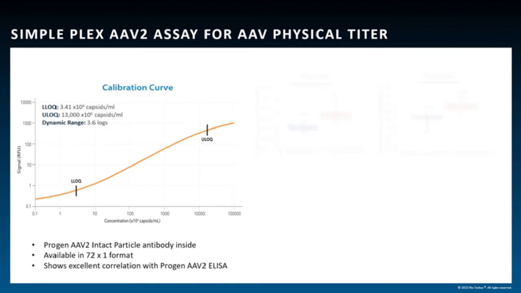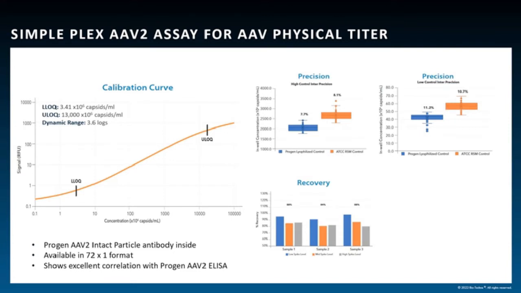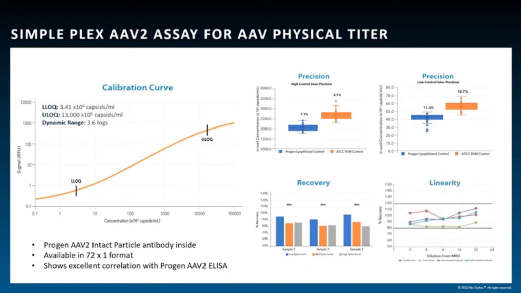And the assay performs quite well in precision assays, shown here against the ProGen lyophilized control in blue and the ATCC reference material shown in orange. The assay can also accurately measure AAVs in complex samples, as demonstrated by the excellent spike-in recovery observed, and this can be done over a good range with a dilutional linearity from 1 to 2 to 1 to 32 in several commonly encountered sample matrices, including clarified lysate, column eluates, as well as bulk product.